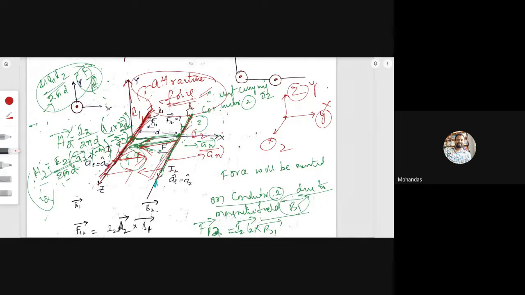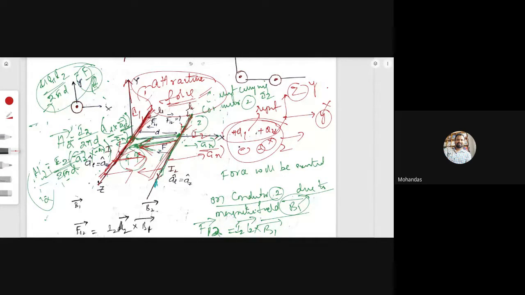Like two charges, plus q1 and another one also plus q2. What is the type of the force between these two charges? Similar charges, so what will the force be? Repulsive. If they are opposite charges, it is attractive. That we already know from Coulomb's law.